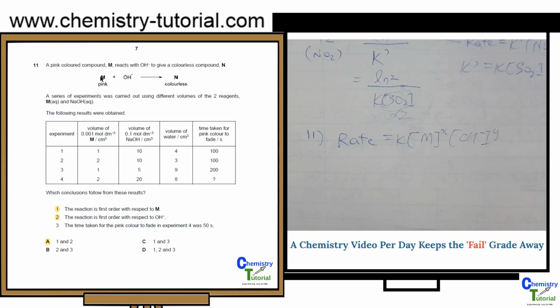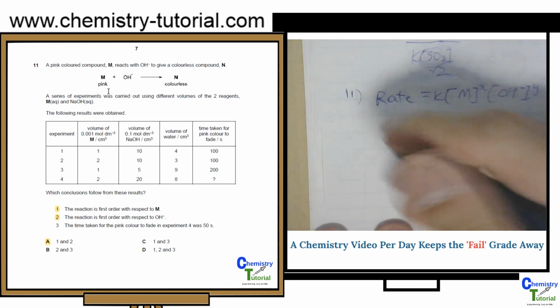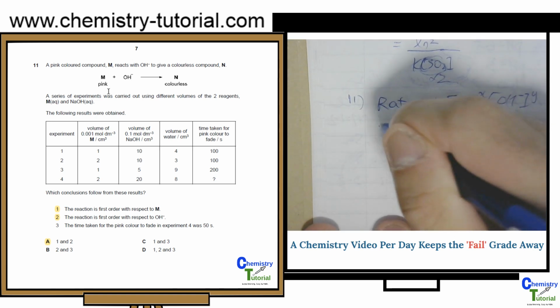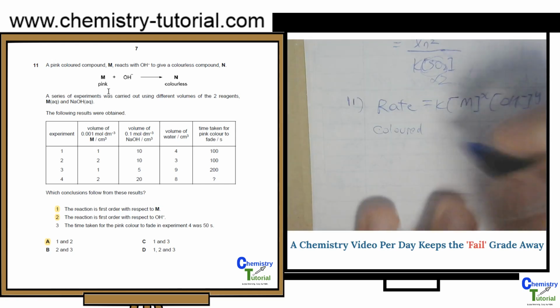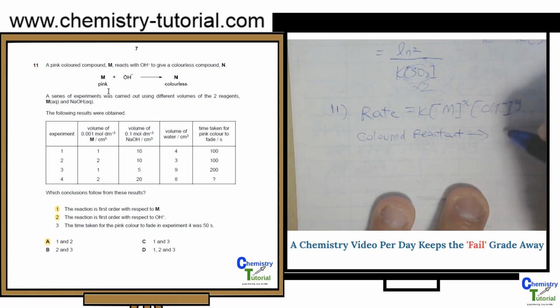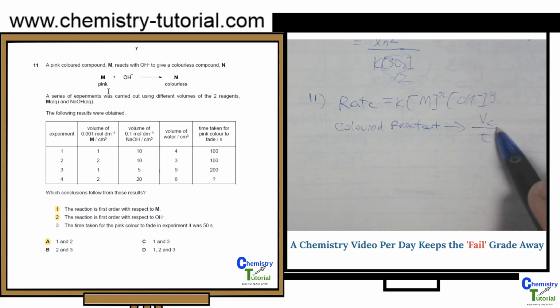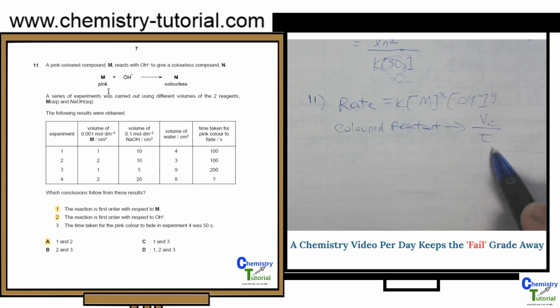I've explained this in more detail in my book, A-Level Chemistry Best Kept Secrets, over this sort of question. In short, if the reactant is colored, we must always use the volume of the colored reactant over the total time. That means you must re-express the rate as V over T, not 1 over T.